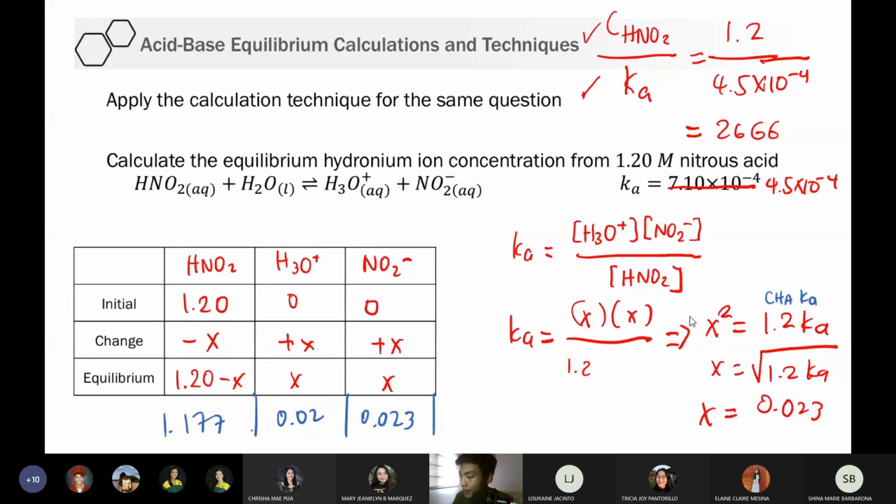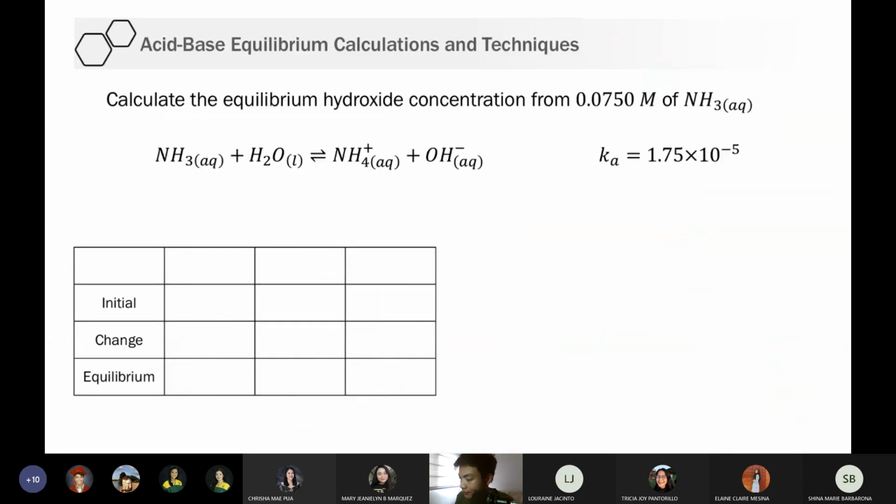Now, let's try another problem. So let's try this problem. Calculate the equilibrium hydroxide concentration from 0.075 molar ammonia. So ito ay ammonia. So base to. So base. Okay. So Kb meron tayo. So ito ay typo, Kb yan. Hindi siya Ka. Kb yan. Okay. So we have the Kb.